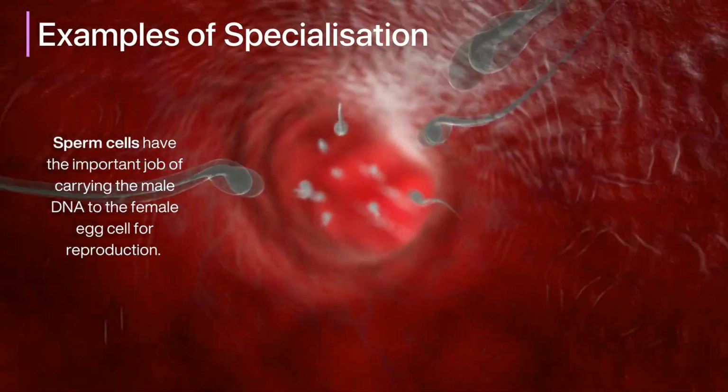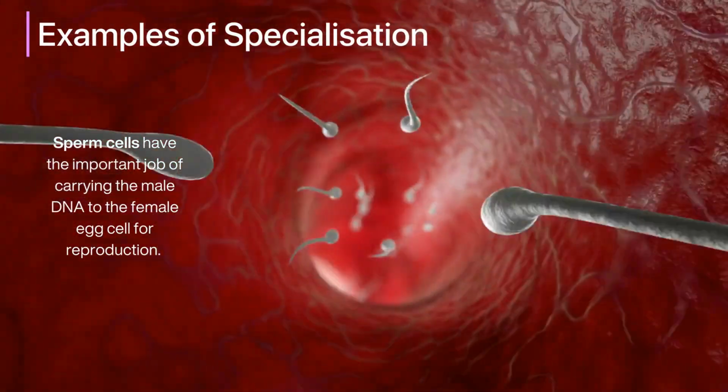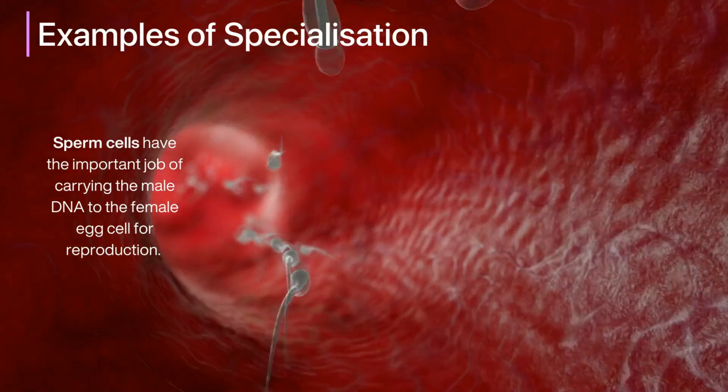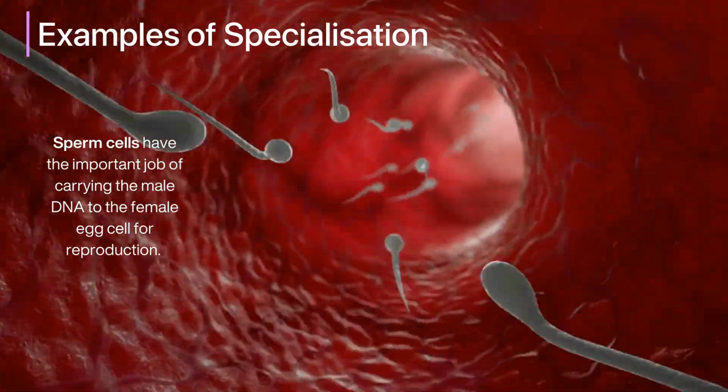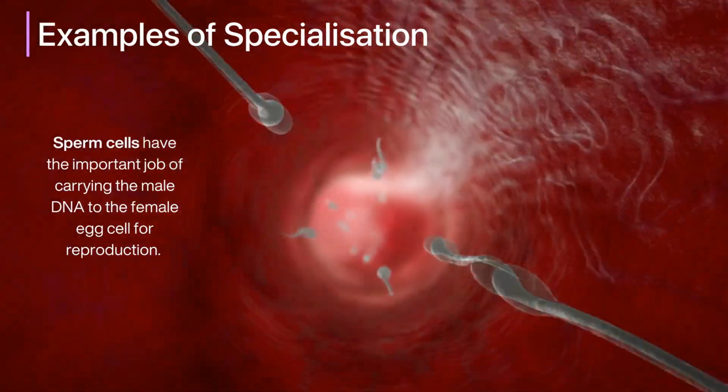Firstly, let's take a look at sperm cells. Sperm cells are specialized cells designed for reproduction. Their primary function is to carry male DNA to the egg cell for successful fertilization. They exhibit several adaptations that make them highly efficient at this role.